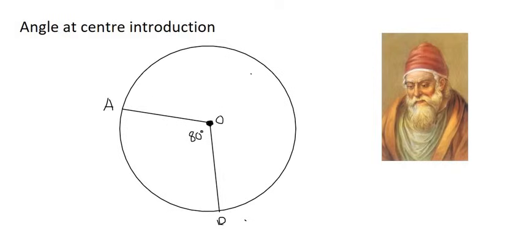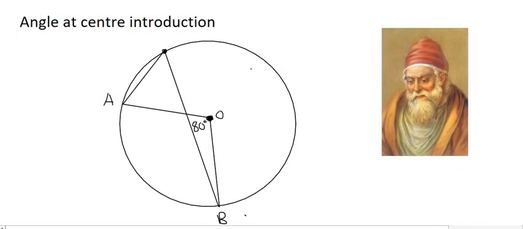Now, we can come up with many different combinations. We could form A and B over here, for example, and the same phenomenon would take place. This angle over here, the one on the outside, would be 40. As long as the angle at the center and the angle on the outside, on the edge, are coming from the same points. Well, they are. They're both coming from A and B.